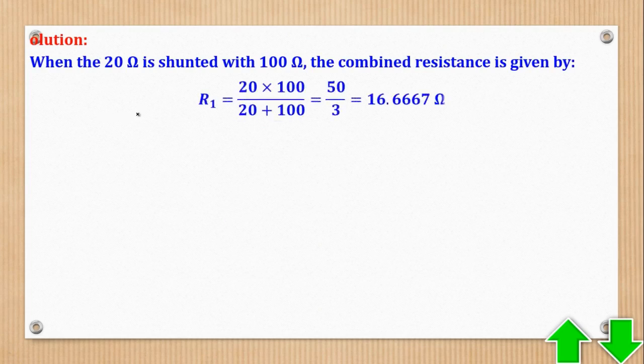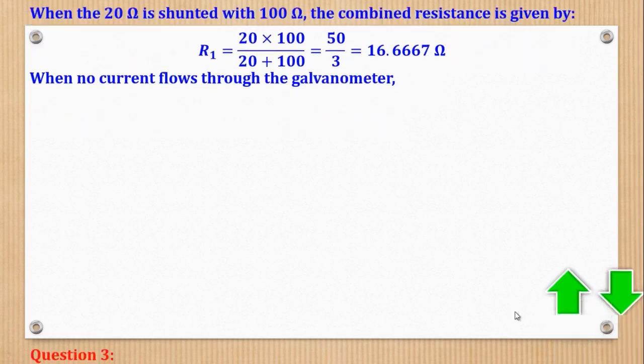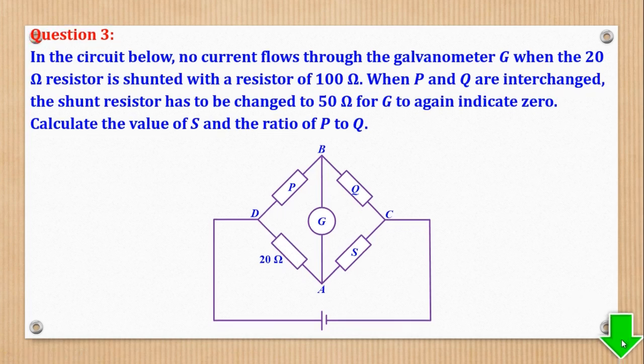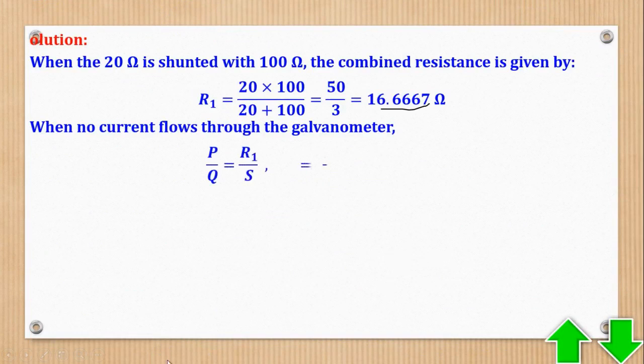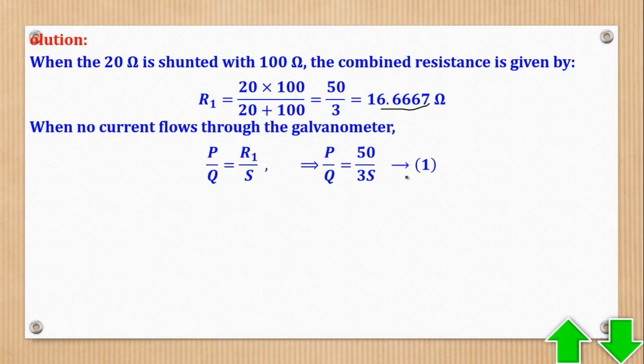So effective resistance will be product over sum, which gives you this. Then when no current flows through the galvanometer, it implies that, let's first go back to the circuit. It implies that P divided by Q is equal to this effective one, which is now 16.67 divided by S. So you come here and write our balanced condition to give you that as equation 1.